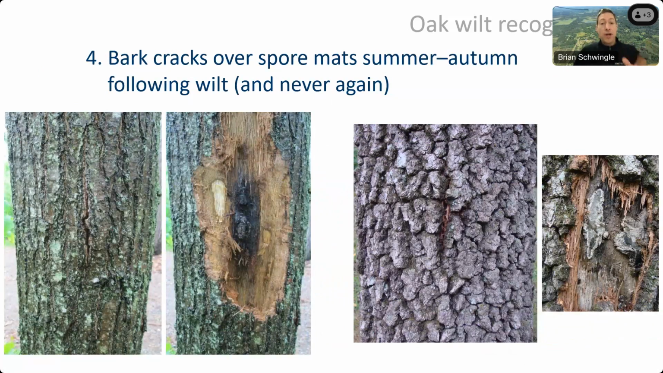Another symptom on red oaks is bark cracks, and those bark cracks form over what's called a spore mat. The picture on the far right shows that kind of elliptical gray mass. That's the actual oak wilt fungus itself, Bretziella, like a fungal mass or a pad. It actually grows enough that it will crack open the bark. That happens on about 40% of infected red oaks, and it happens a few months after symptoms start.